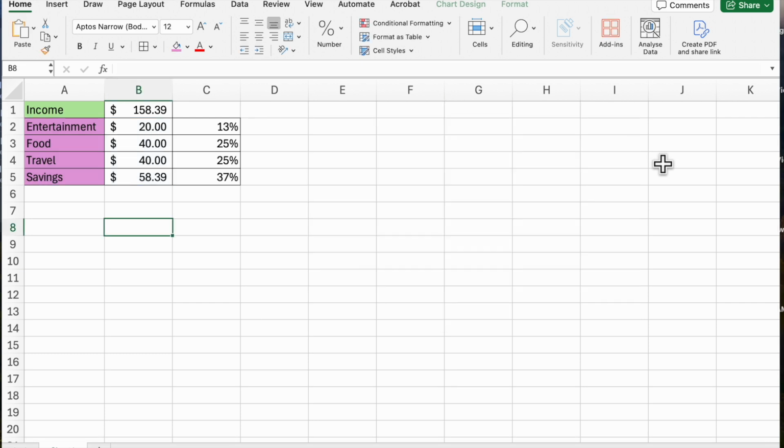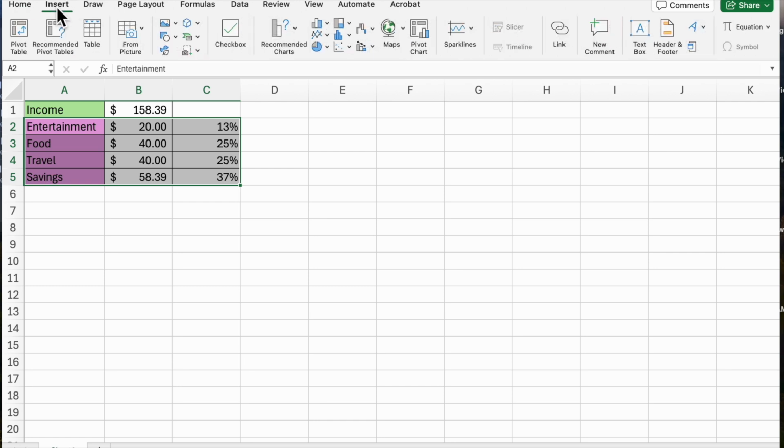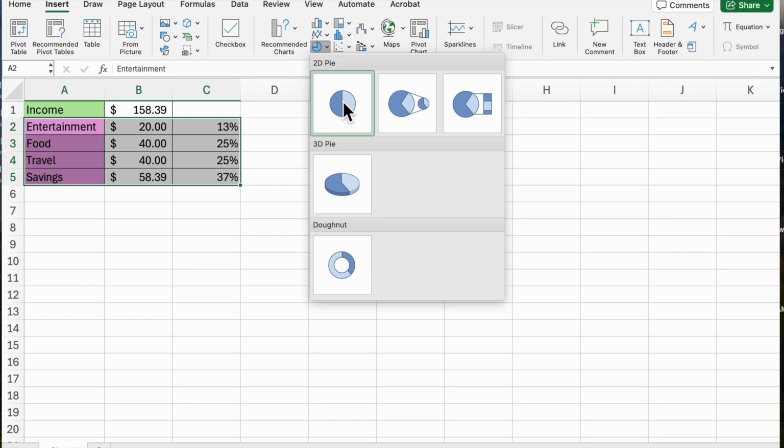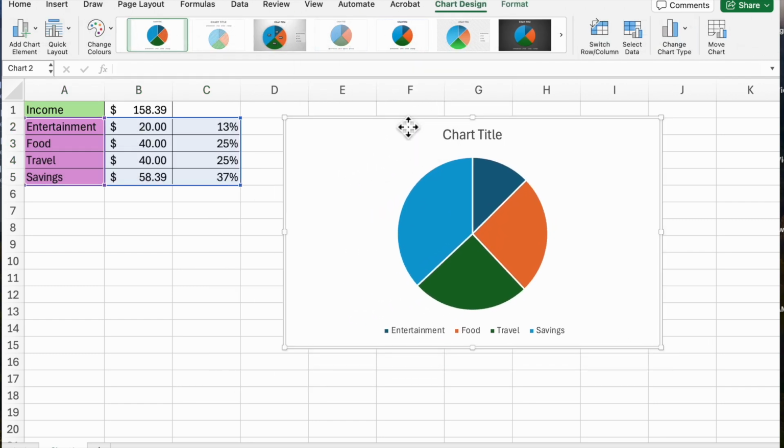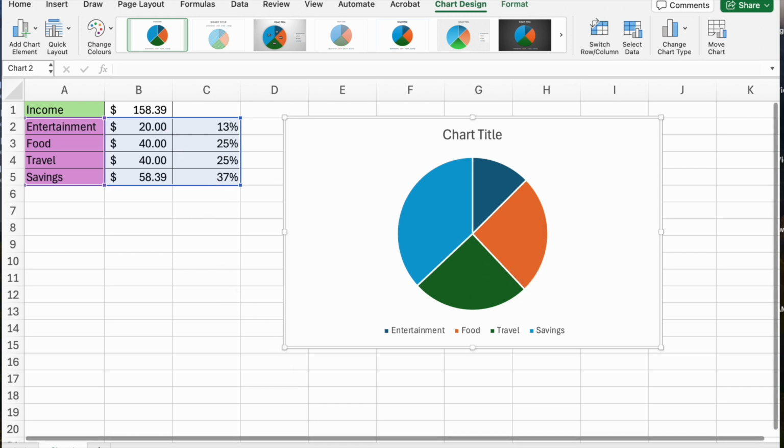Okay, so to create the graph, let's remove that one. Make sure you select all of the parts, not the income, but all of the parts of the amounts and the percentages. And then we insert, and I just selected from up the top the little pie chart. Now write the percentages up in the table because they don't appear on the chart, and that way you can look at the math to do with percentages.